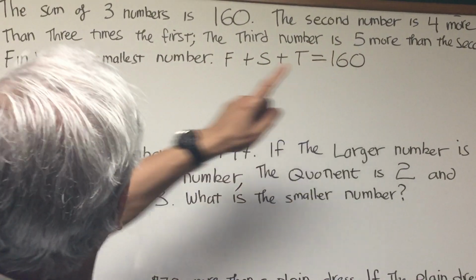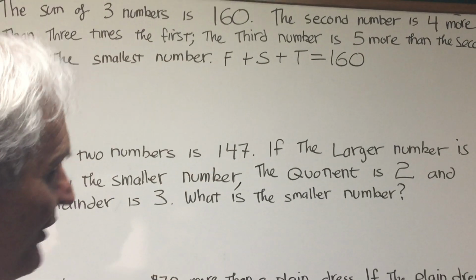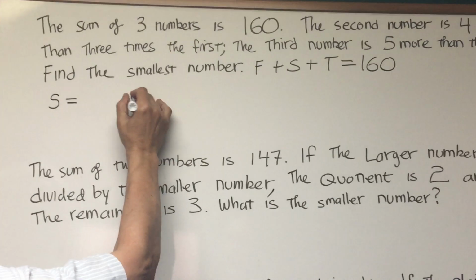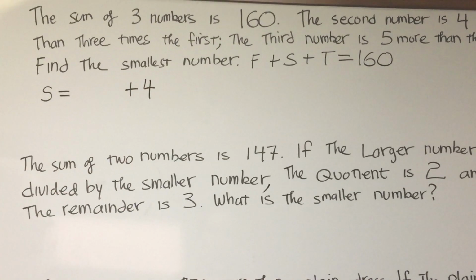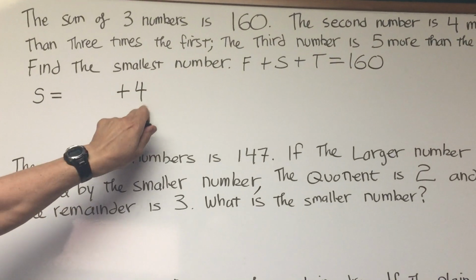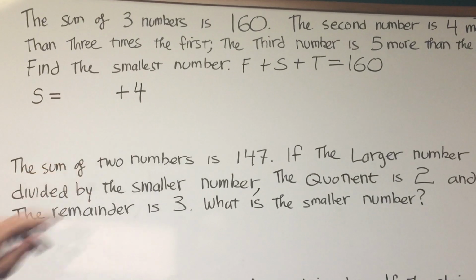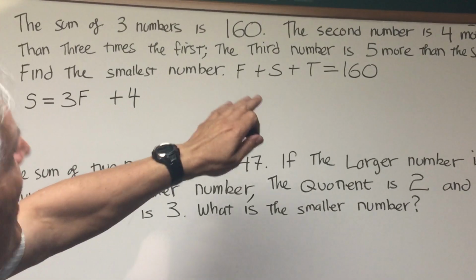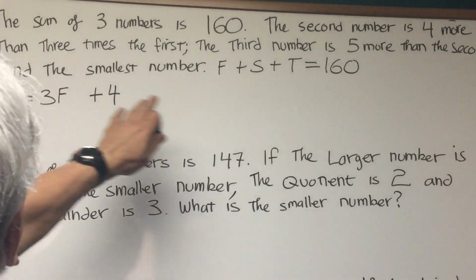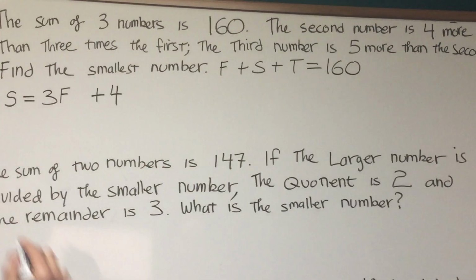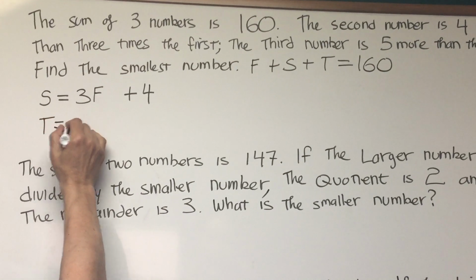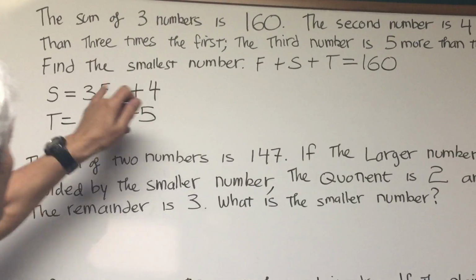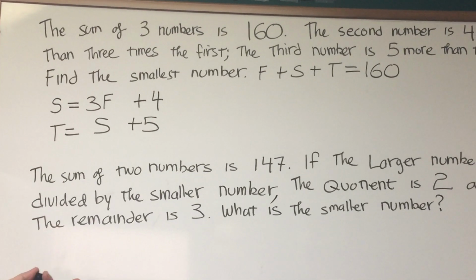The second number is 4 more than 3 times the first. Okay. So the second number is 4 more than, here's where the way I like to write that as I read it. If it's 4 more than something, it's something plus 4, then what? Then 3 times the first. And what else do we know? We need another independent equation. The third number is 5 more than the second. So the third number is 5 more than the second. So here are our 3 independent equations.